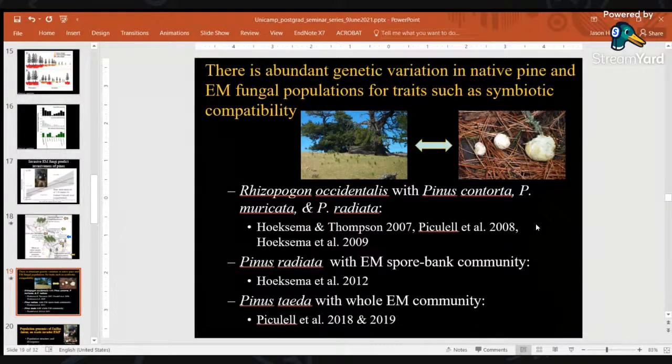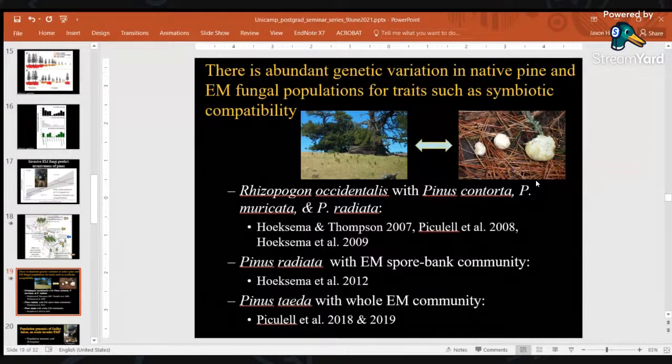So first of all, a bit of background. We know from previous studies from my lab and from others that there is abundant genetic variation in native populations of pines and their ectomycorrhizal fungi for interesting traits such as their compatibility with particular hosts. A wide variety of experiments have demonstrated a high level of genetic diversity in these populations, which means that there's a potential for rapid evolution in these populations. Without this genetic diversity, natural selection could not act on these populations when introduced.